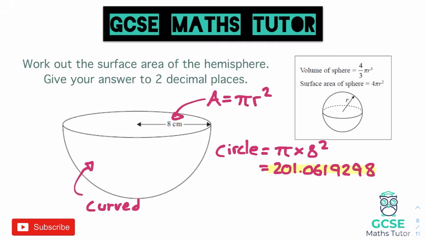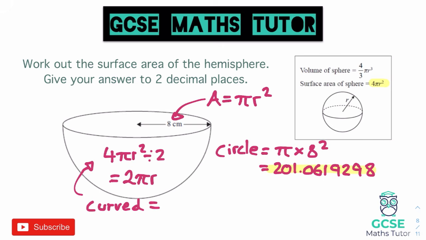Now there are 2 ways that you could do this. Either you take the original formula, which we know is 4 pi r squared, and you work that out and divide it by 2. Or you can actually just divide the formula by 2. So what I could actually do is just take 4 pi r squared, divide that by 2, and instead we get the formula 2 pi r squared. And that is absolutely fine for you to use as well.